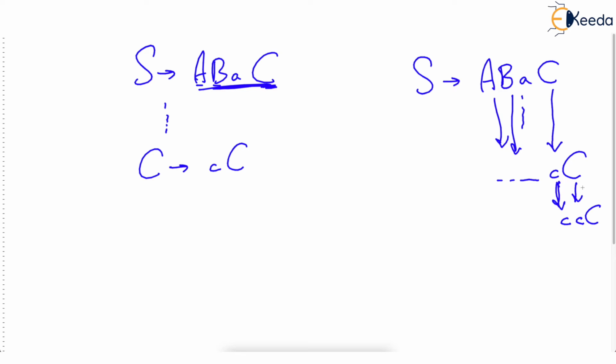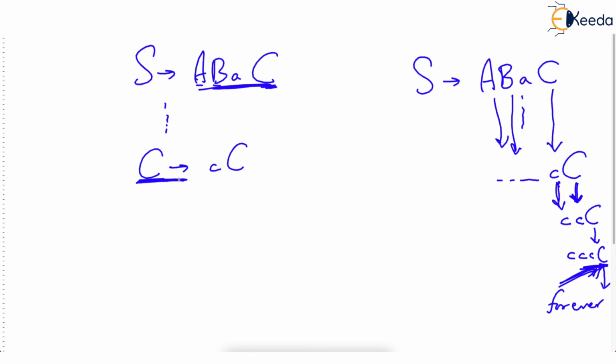This will be as it is. C is replaced again with small c, capital C. What will you replace C again with? Again with small c, capital C. This will go on forever. Are you able to remove this capital C? No. Why? What's the reason?